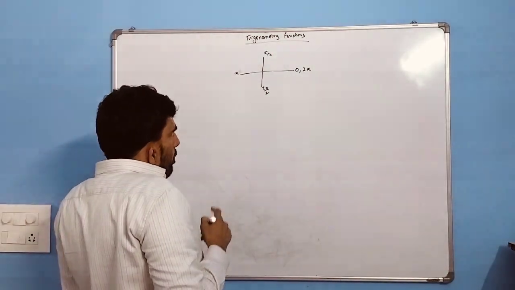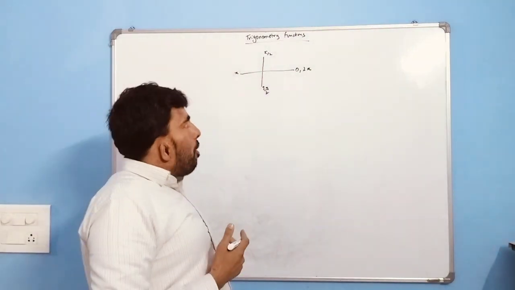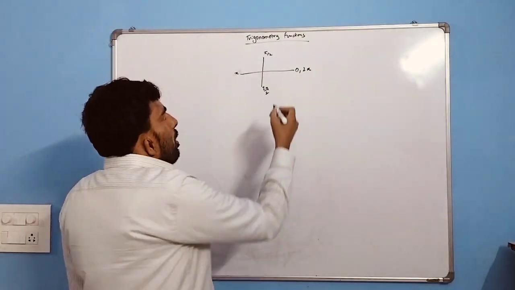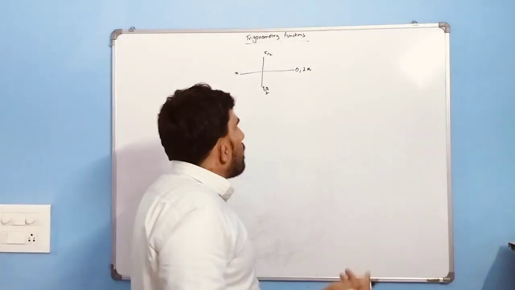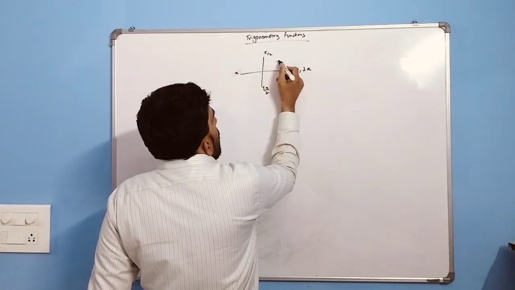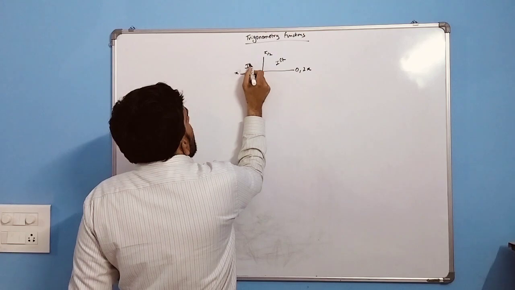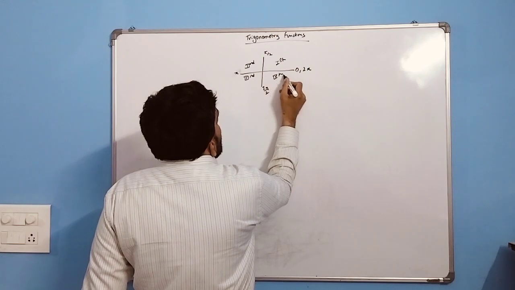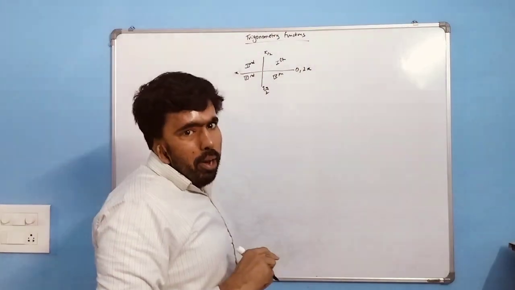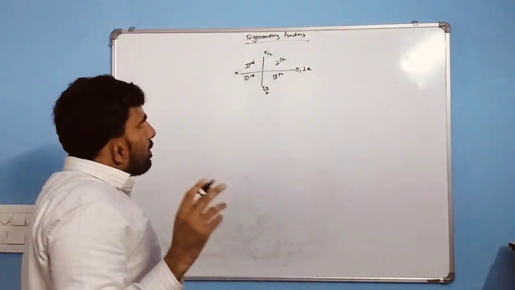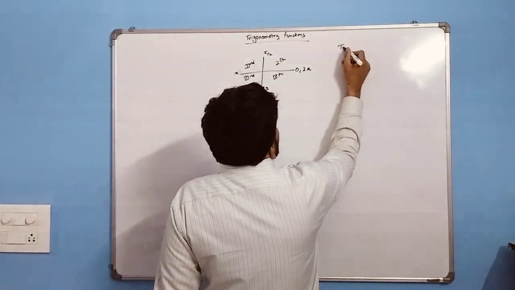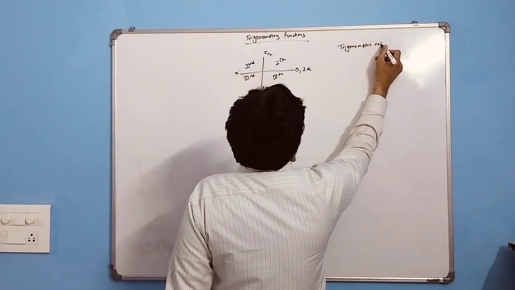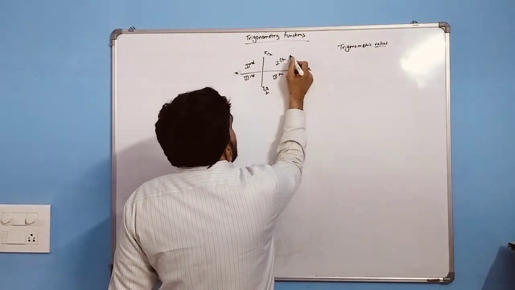Now we'll see. We have already learned about the coordinates in class 9th, coordinate geometry. There we have ordinate and abscissa. We have 4 quadrants: first quadrant, second quadrant, third quadrant, fourth quadrant. But here we'll talk about the trigonometric ratios. Now see, I'll write one thing.